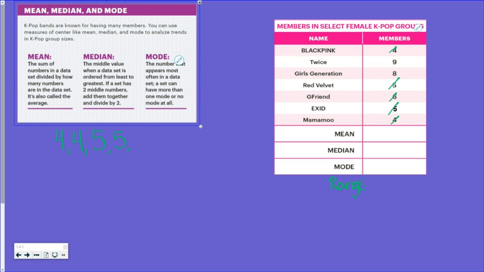6, and then 8, and then lastly we have a 9. So one group has 9 people in it.